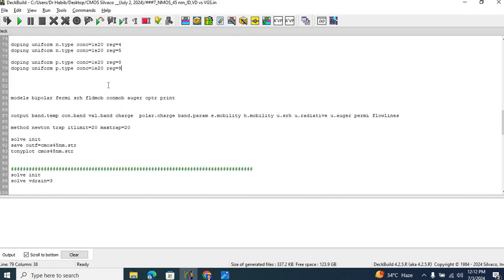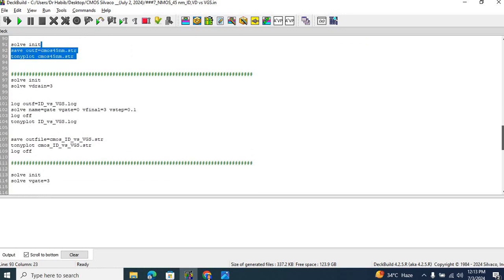After assigning the dopings, I have introduced different models, for example bipolar, Fermi, Shockley-Read-Hall recombination, field mobility, concentration dependent mobility, optical, and print is used to look at the outputs in runtime. Similarly, I want to look at different output parameters, the band diagrams, etc. I have introduced Newton for numerical simulation of the semiconductor device. Here I have saved the structure.